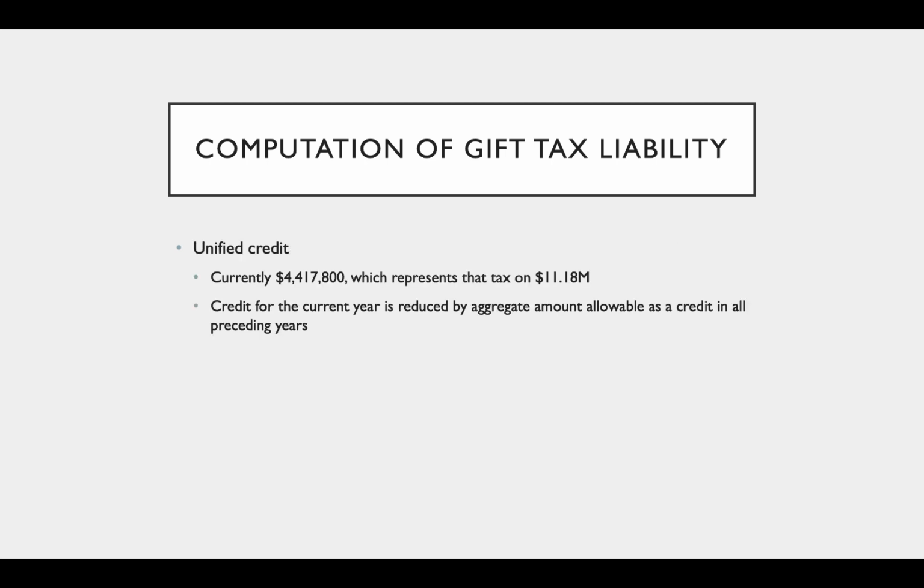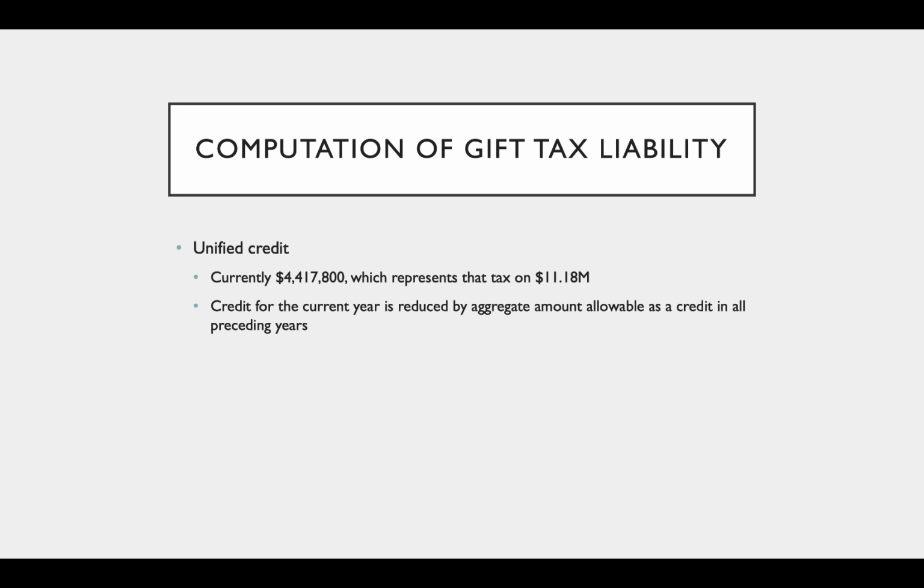And remember, we have that unified credit. This is where that comes into play. So it's currently $4,417,800. And the credit for the current year is going to be reduced by the aggregate amount allowable as a credit in all preceding years.